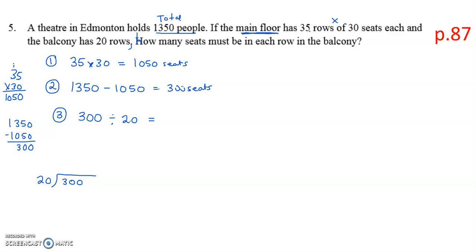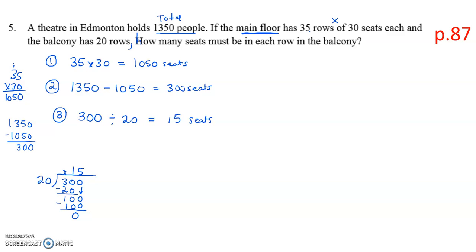We're going to take 20 into 3, does not go. 20 into 30 goes once. 1 times 20 is 20. We subtract. 30 minus 20 is 10. And we bring down. And now we repeat. 20 into 100 goes 5 times. 5 times 20 is 100. So we have a 0 remainder, which is what we would expect considering that each and every row is going to be identical.